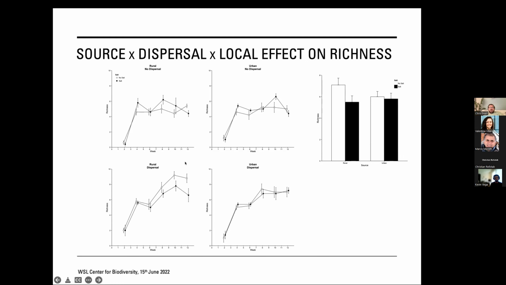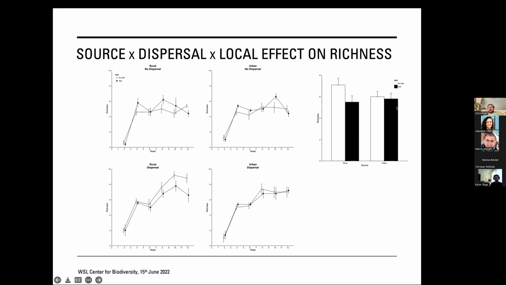The main result here is looking at the end of the assembly, where you get separation. It's most pronounced here, where with no salt, you get higher richness with dispersal than with salt, with dispersal. So the assemblage trajectory is as predicted, and it's quite strong with dispersal. It's not as strong without dispersal. Going over to the urban side, you don't get that effect at all.